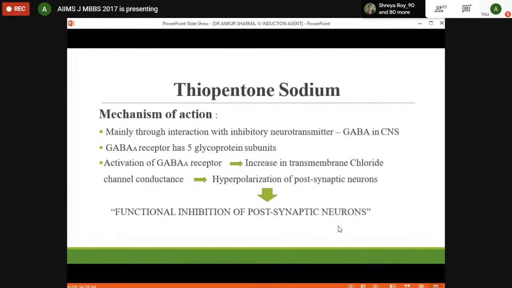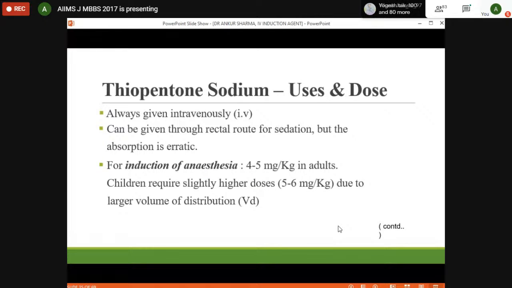And how does thiopentone act? It acts mainly through interaction with the inhibitory neurotransmitter GABA in the CNS. The GABA A receptor has 5 glycoprotein subunits. It activates the GABA A receptor, increasing transmembrane chloride channel conduction and causing hyperpolarization of postsynaptic neurons. The final result is functional inhibition of postsynaptic neurons of GABA type.